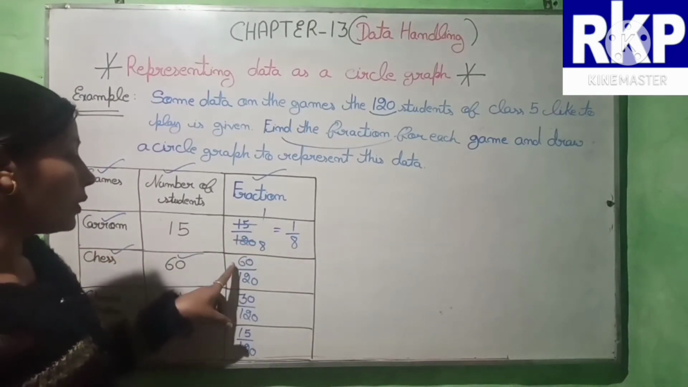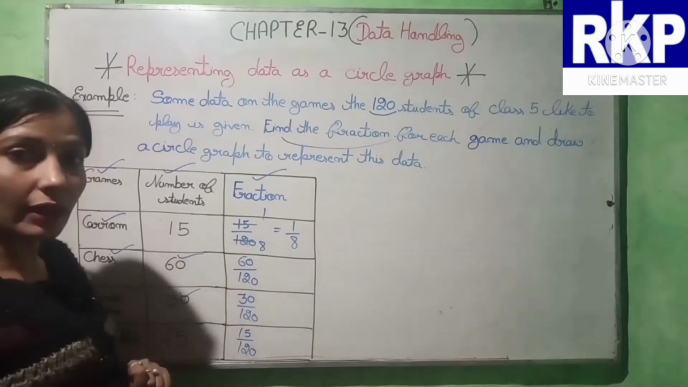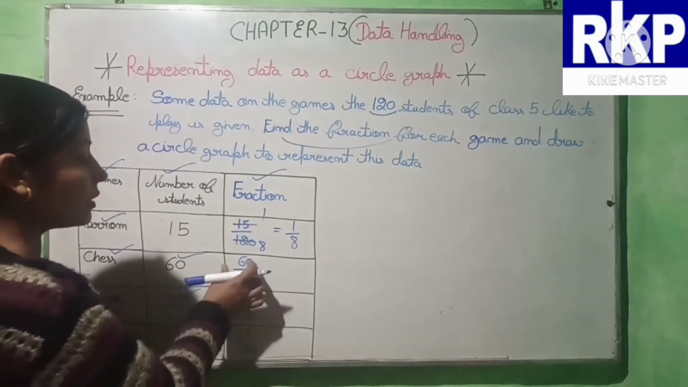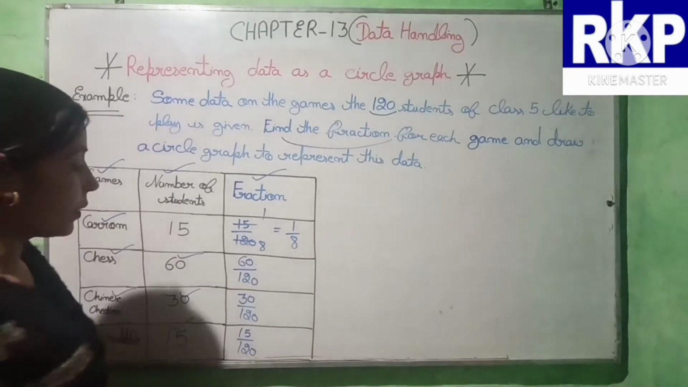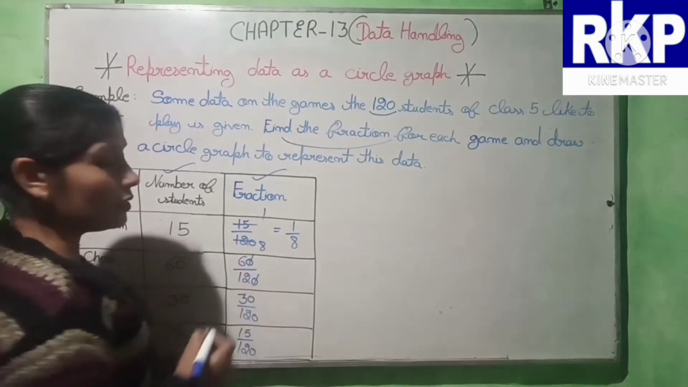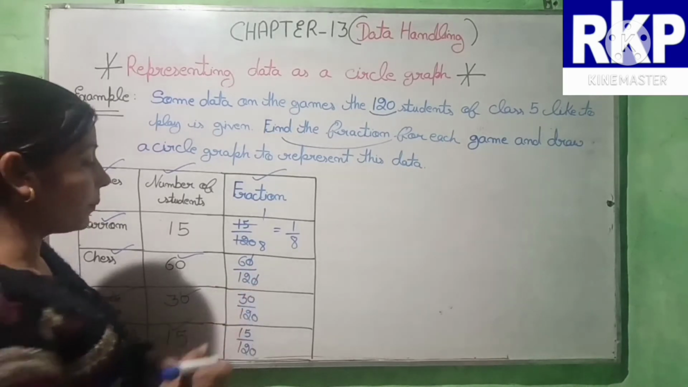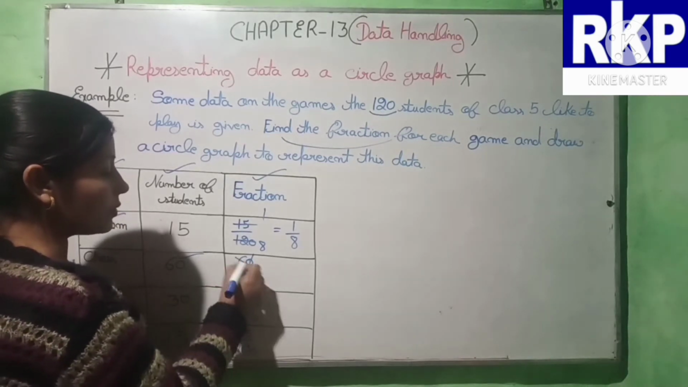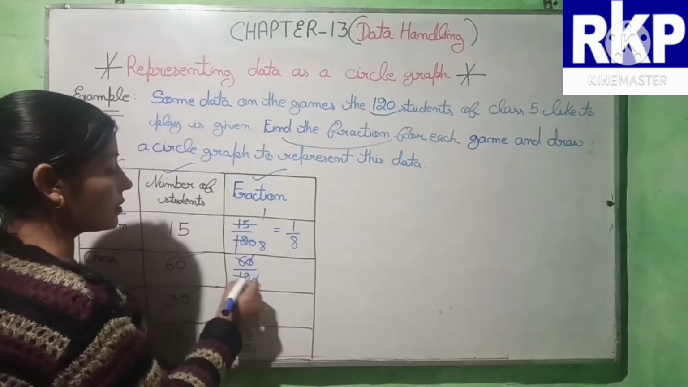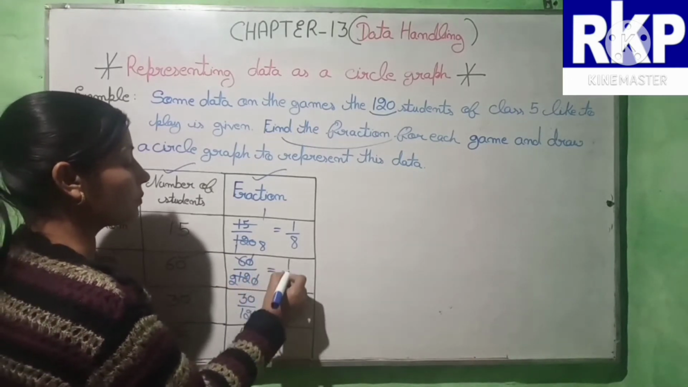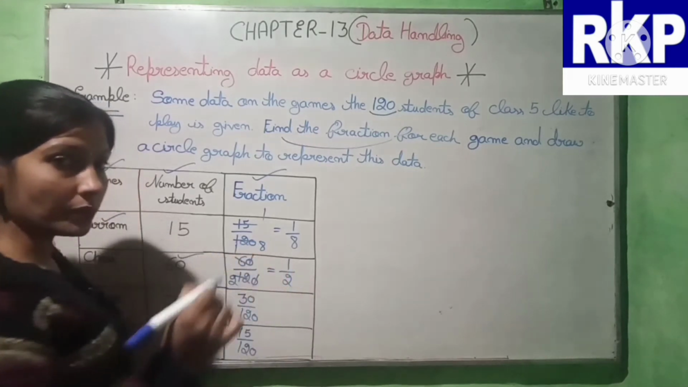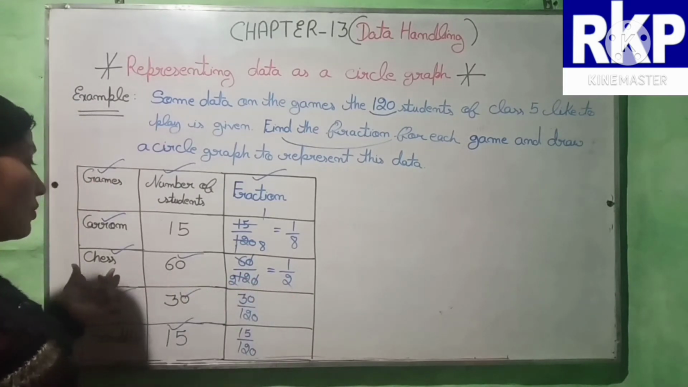Now we have 60 by 120. Here also you can convert it into simplest form, 0 and 0. Here you can cancel this 0 with this 0. Now here we have 6 and 12. 6 times 1 is 6, 6 times 2 is 12. So 1 by 2 is the fraction for chess.